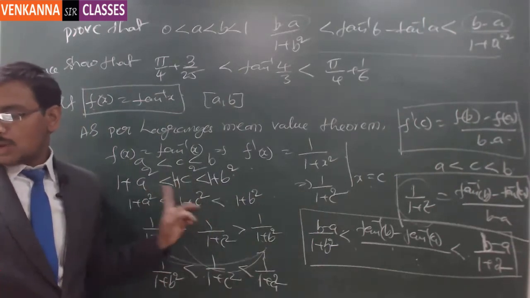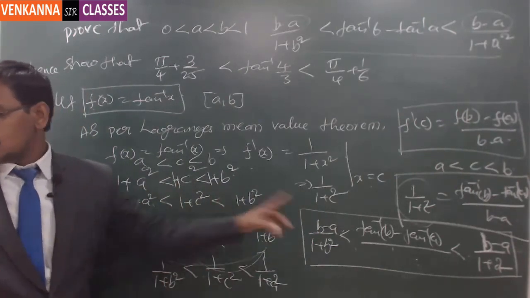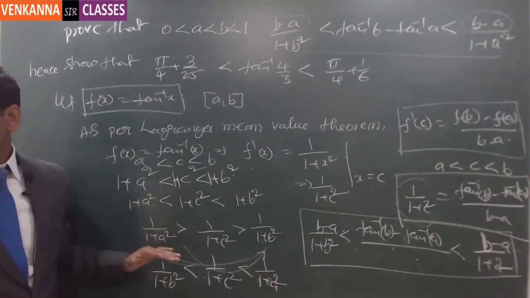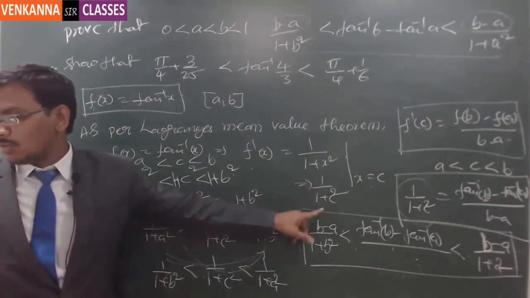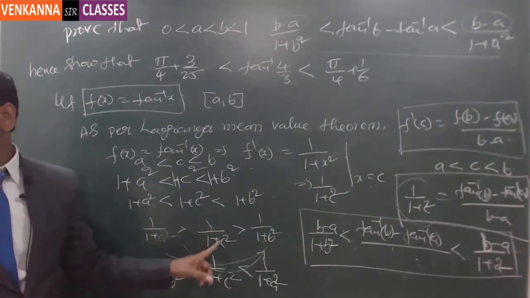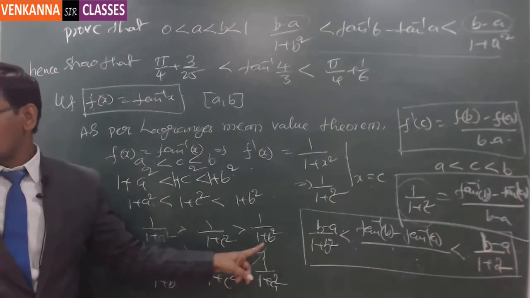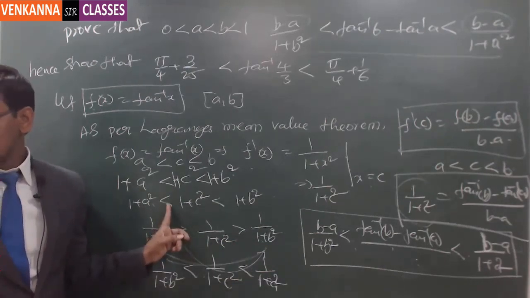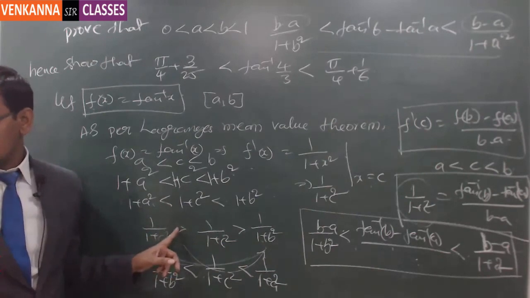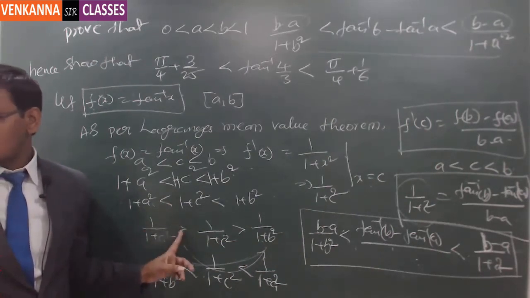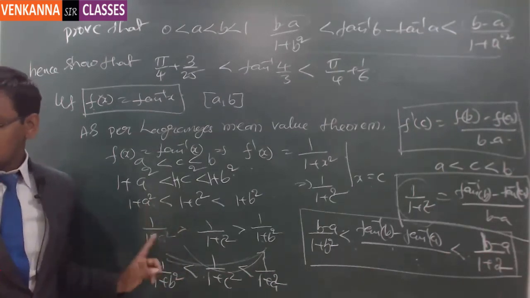Then I have added 1 on all the sides, so that I got this format 1 plus c square. Then I am inverting that function, because I need 1 by 1 plus c square. So 1 by 1 plus a square is greater than 1 by 1 plus c square is greater than 1 by 1 plus b square. But here, if you notice, the less than symbol is inverted to greater than symbol, because you are inverting the function.